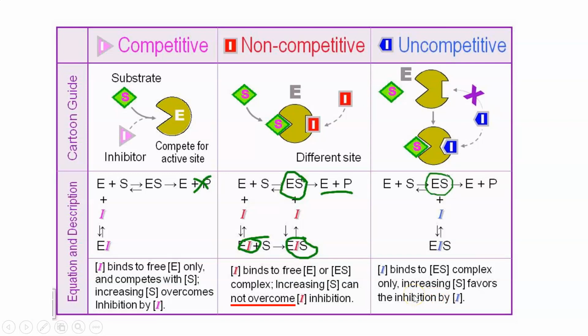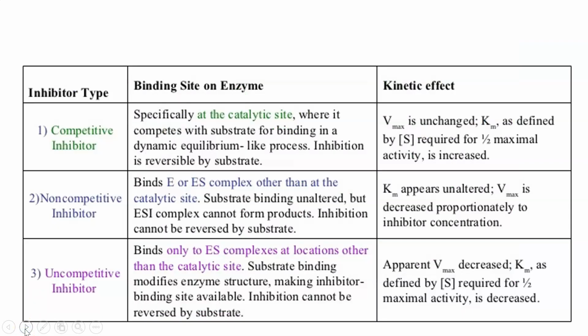So you can see, can't you, that looking at the Km and Vmaxes, over here with competitive you're overcoming it with increased concentrations of substrate. Over here for non-competitive, nothing happens by increasing substrate concentrations, but over here, by increasing substrate concentrations, you're increasing inhibition. So you can already start to picture what impact it will have on the Km and Vmaxes. This is just some text to describe what we just talked about.